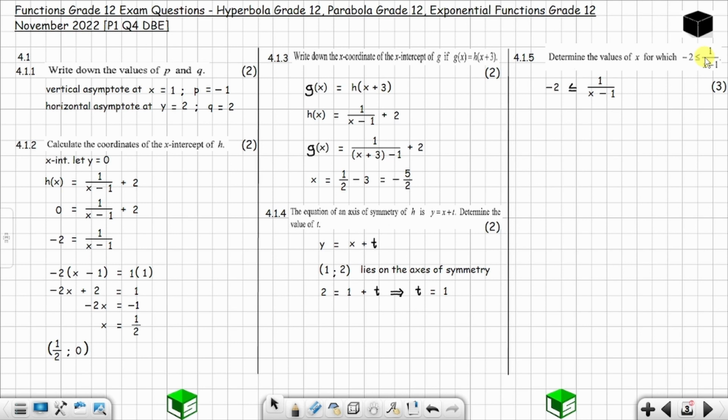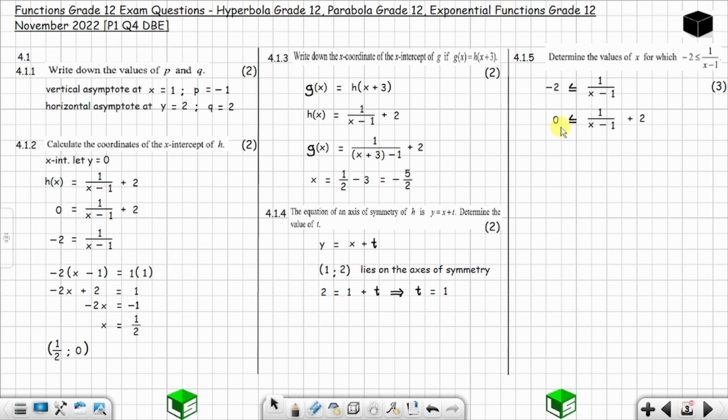Before we can try to determine the values of x, what we have to do is to rearrange this equation. Let me do that. I have 1 over x minus 1, right? I can take this negative 2 to the right. It becomes plus 2, and then I have this, and I remain with 0 on the left side. So I'm trying to rearrange this equation.